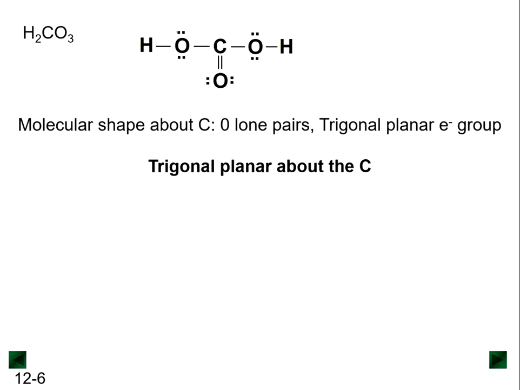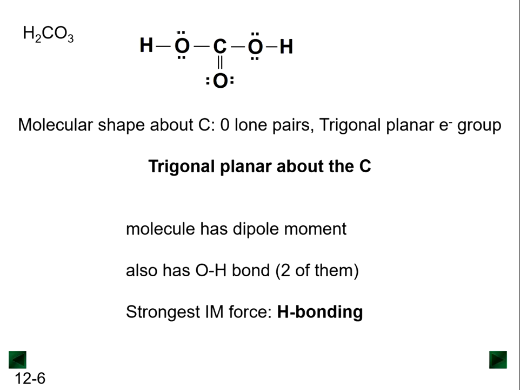So in a pure sample of this material, in a gaseous sample of carbonic acid, two molecules of carbonic acid that interact will have no ions nearby, but they will have hydrogen bonding forces. So we have hydrogen bonding as the strongest intermolecular force. There's also going to be dipole-dipole forces.